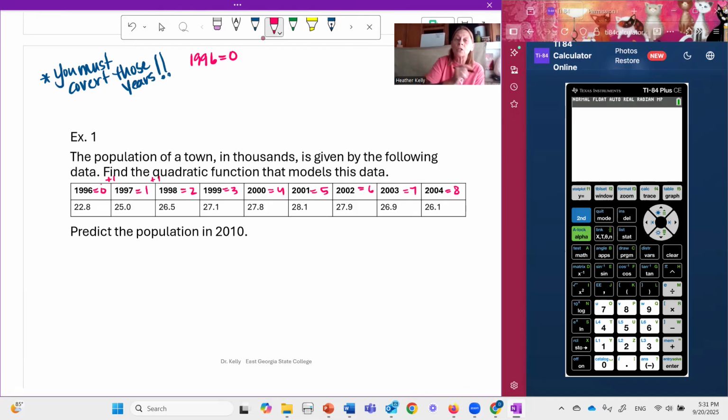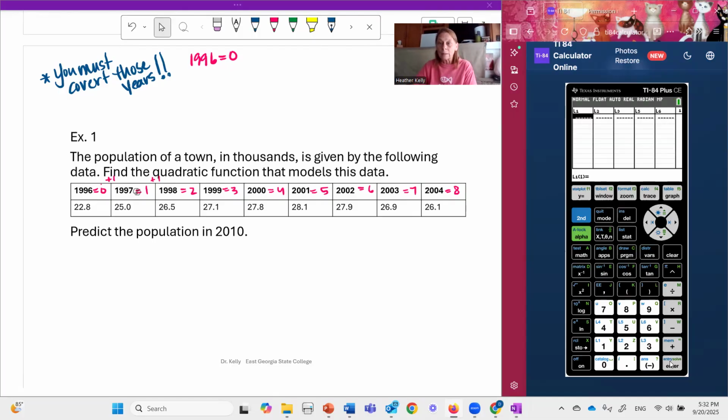I said the population of a town in thousands is given by the following data. Find the quadratic function. I told you in the question what kind of function, but I do want to make sure that you understand how to and remember how to find that scatter plot and take a look at it and see how it looks. Okay, so we're going to go over here and we're going to go stat. It's just like before. So we're going to go stat. We're going to edit our list.